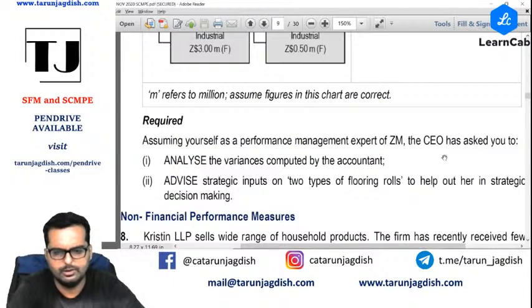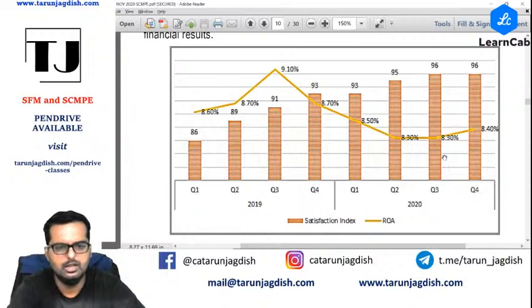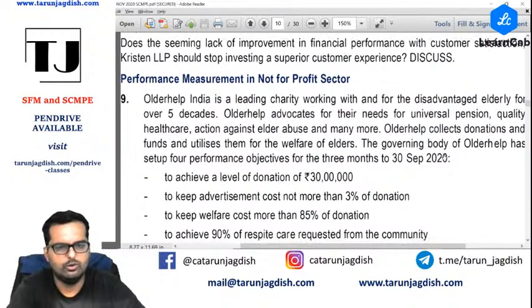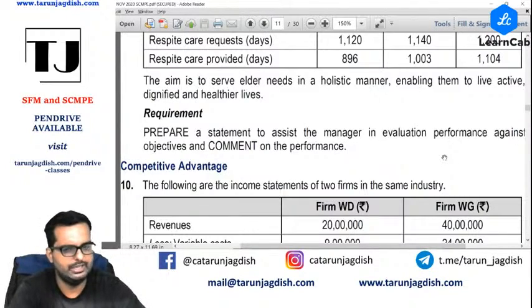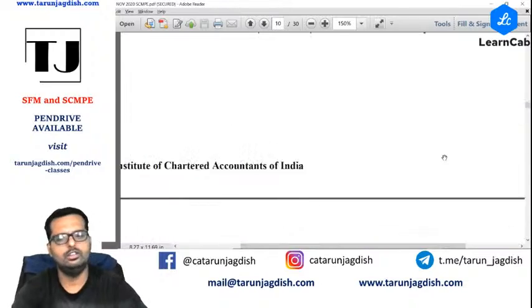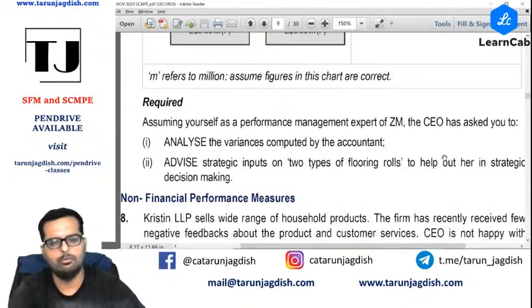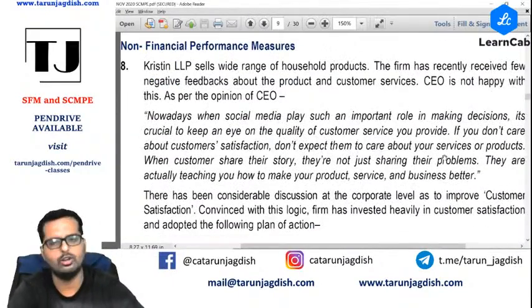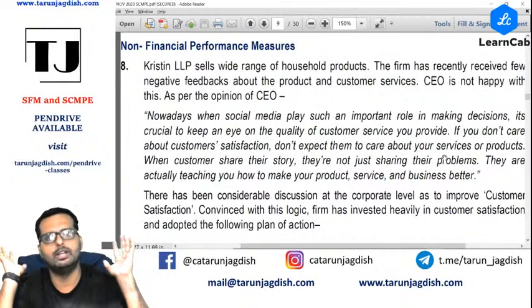Now we are left with question number 8, which is a theory question. Question number 9, performance measurement, easy, and 10. Tomorrow these 3 questions will be covered, friends. I thought of completing by Wednesday. It just did not get over. Tomorrow 7 to 8 will pack up with November 2020 RTP.